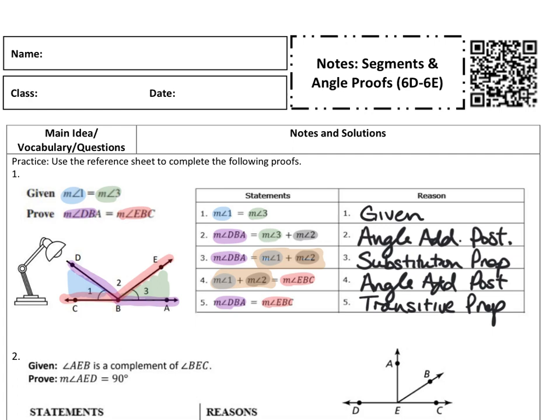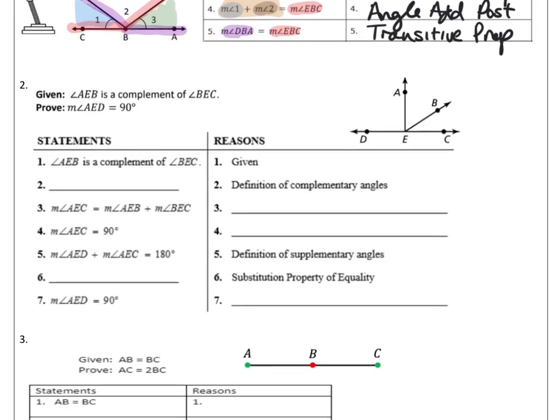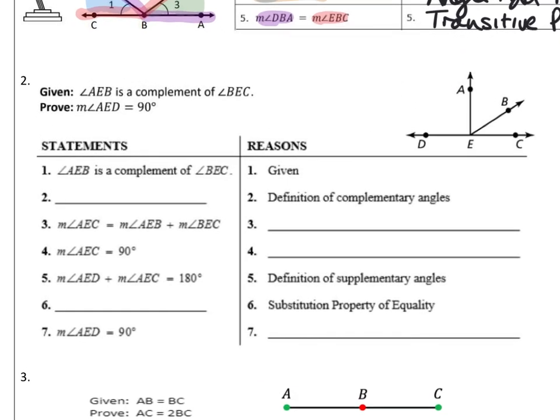This one, we're going to be given that angle AEB is a complement of angle BEC, and we're going to try to prove that measure of angle AED is equal to 90 degrees. Okay, let's make sure we know what we're talking about here. We have angle AEB, and it is a complement of BEC. Again, like I said, I find it easier to have these all color-coded. We want to prove eventually that AED is 90 degrees.